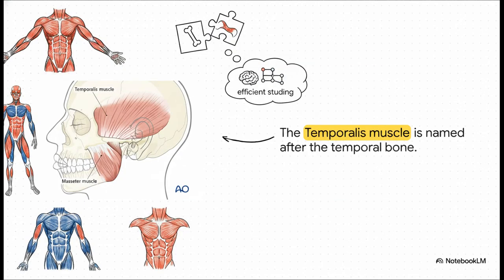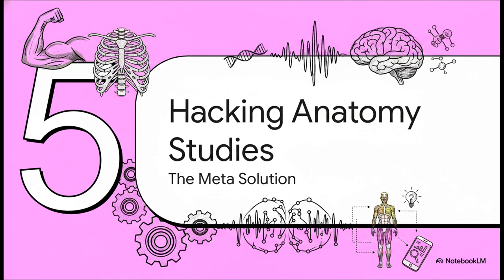Even the naming conventions are basically a cheat code for mapping the body. Take the temporalis muscle on the side of your skull. It's simply named that because it sits squarely over the temporal bone. So once you grasp a few basic rules, identifying muscles turns into a super logical puzzle instead of just brutal rote memorization. Now for the real meta solution.